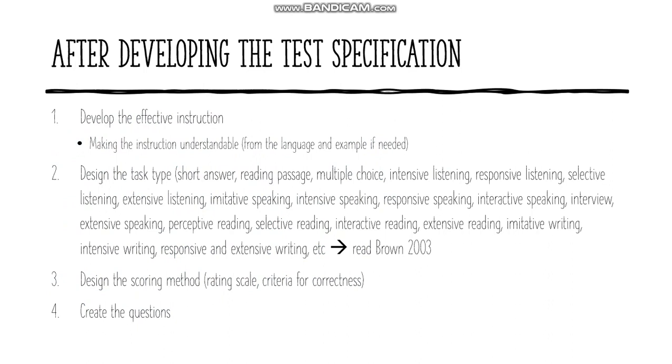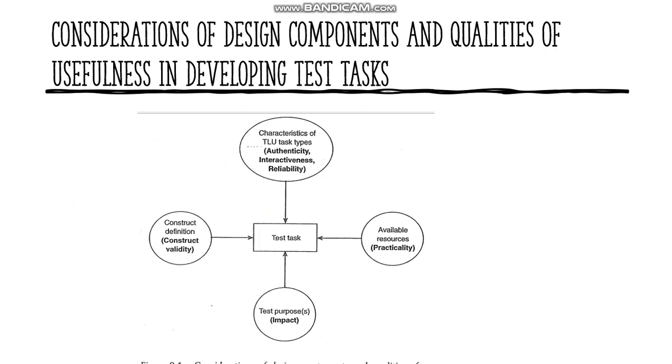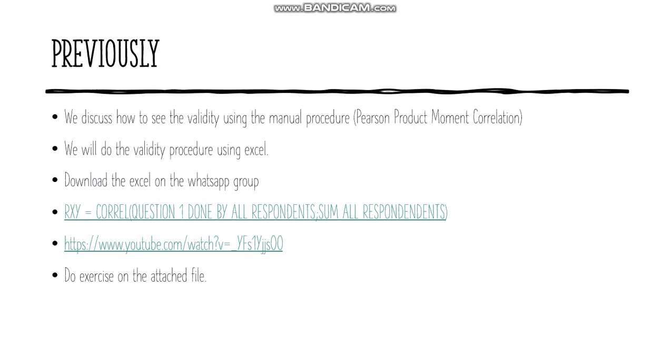And after that, don't forget to design the scoring method, rating scale, criteria for correctness, and then after that, create the questions. Okay? Now we are going to go back to the second slides about the validity itself. Previously, we discussed content validity using the manual procedure, and we applied the Pearson product moment correlation. Today in this meeting, we are going to discuss the validity procedure using Excel.